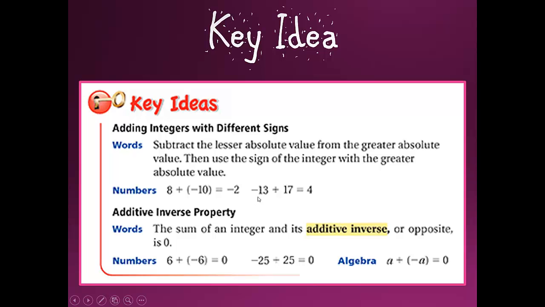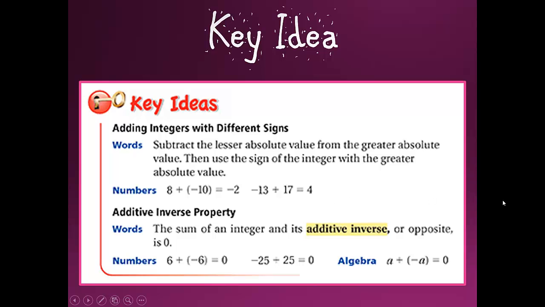Now for negative 13 plus 17, the absolute value of negative 13 is 13. The absolute value of 17 is 17. Since we have different signs, we're going to subtract. 17 minus 13 is 4. And then 17 is the number with a greater absolute value. 17 is positive, so our answer is also positive. So our answer is 4.